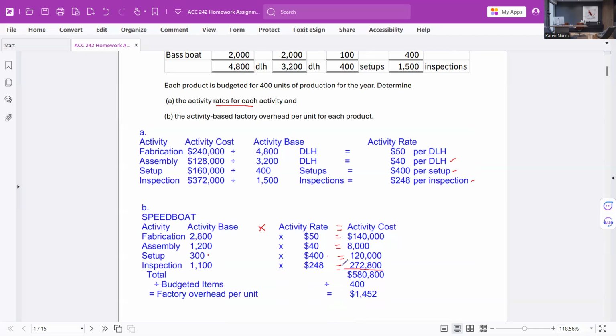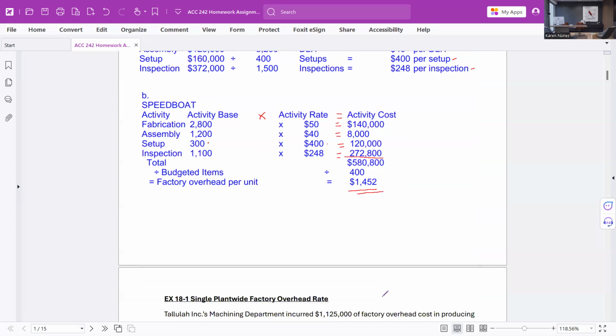Total overhead for speedboat is 580,800. And because we need the overhead per unit, we're going to divide by the 400 units. Each product is budgeted for 400 units. So we're going to divide by the 400 units. So 580,800 of total overhead divided by 400 units means the factory overhead per unit is 1,452. That's what we need, the factory overhead per unit. So that's what we need for speedboats.